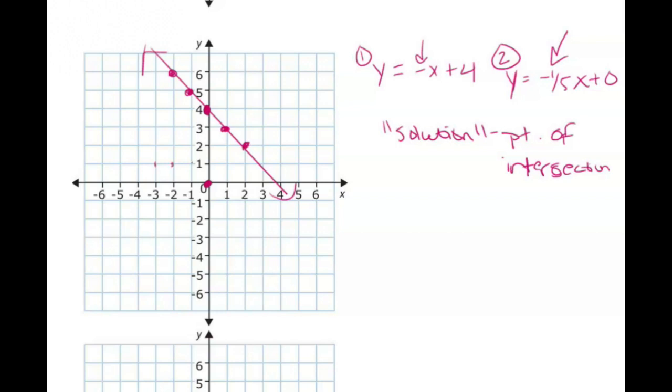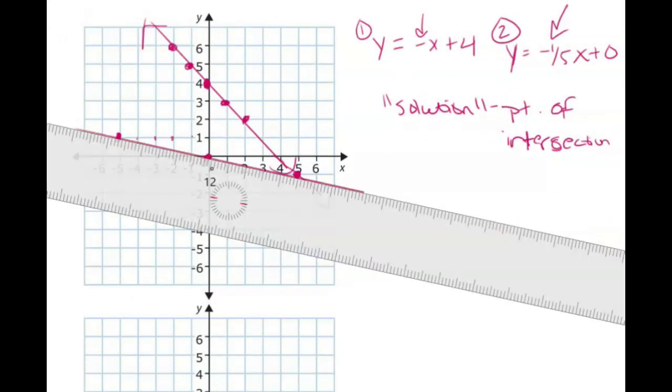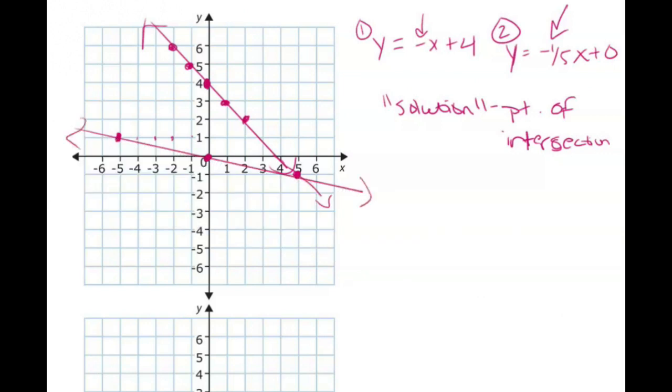1, 2, 3, 4, 5. All right, and then I could go down 1 and over 5. 1, 2, 3, 4, 5. And you're going to see, obviously, I didn't draw this quite far enough here. All right, now we're looking for that point of intersection. And that's going to happen down there. That is the point 5, -1. So the solution to this system of equations is 5, -1.